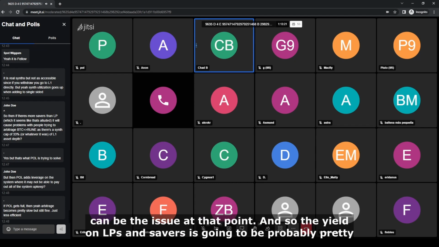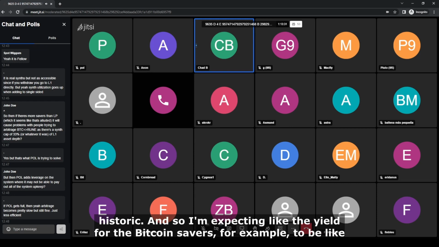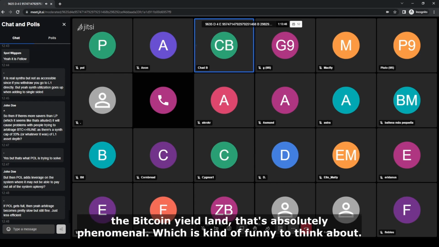And so the yield on LPs and savers is going to be probably pretty low relative to historics, and the yield for nodes is probably going to be pretty high relative to historics. I'm expecting the yield for the Bitcoin savers, for example, to be probably sub 1% APY, which sounds abysmal relative to DeFi land, but relative to Bitcoin yield land, that's absolutely phenomenal. Which is kind of funny to think about.